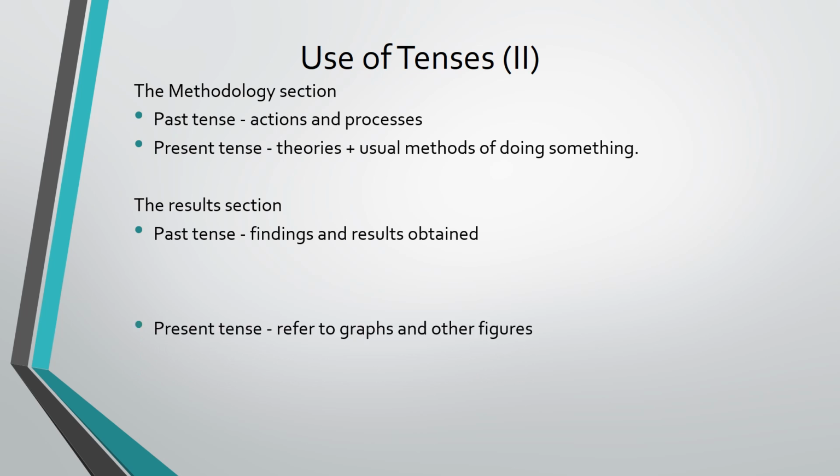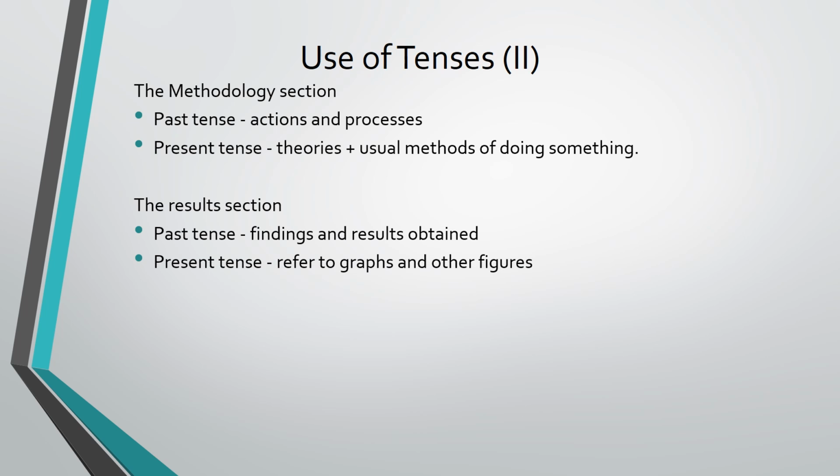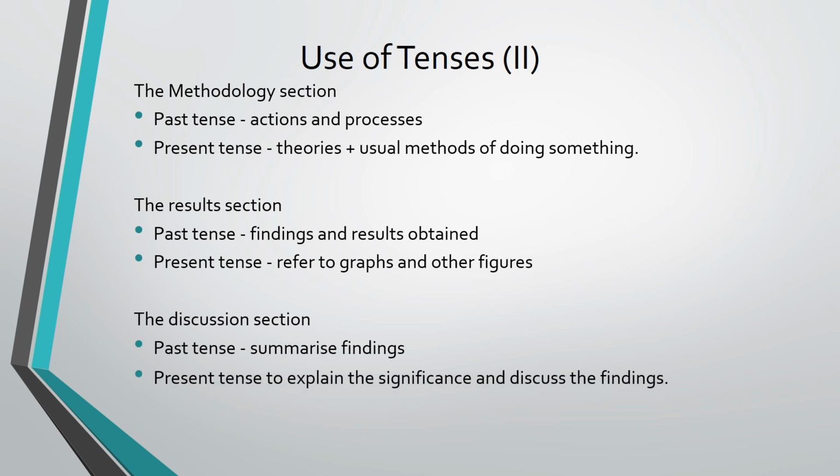Present tense is used to refer to graphs and other figures. The discussion section uses past tense to summarize findings. It uses present tense to explain the significance and discuss the findings. The conclusion uses a combination of tenses.